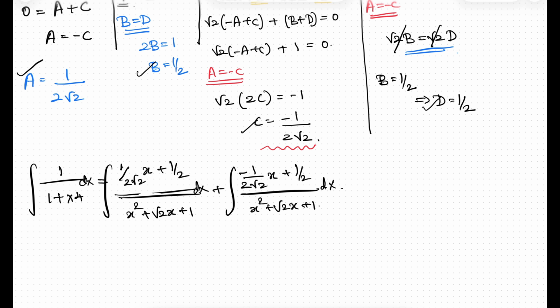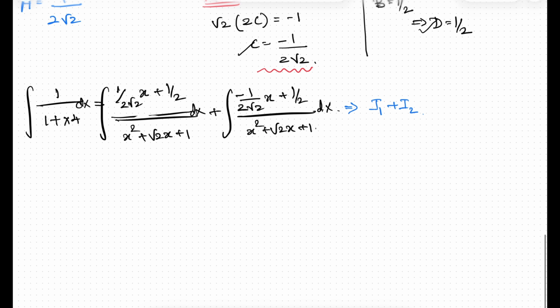So let me assume your first integral to be I1 and your second integral to be I2. We are going to solve each integral individually. So let me first deal with I1. So I1 is the integral of 1 by 2 root 2 x plus 1 by 2 divided by x square plus root 2 x plus 1 dx.